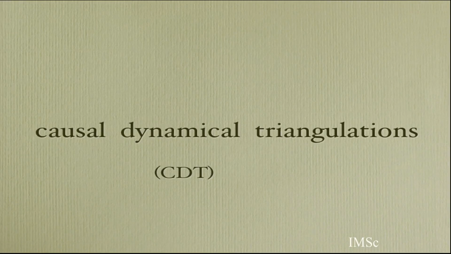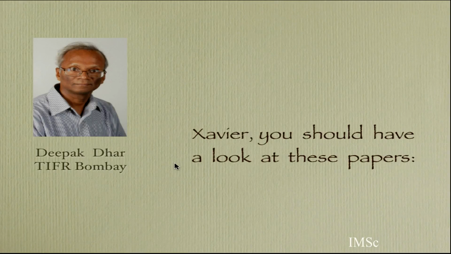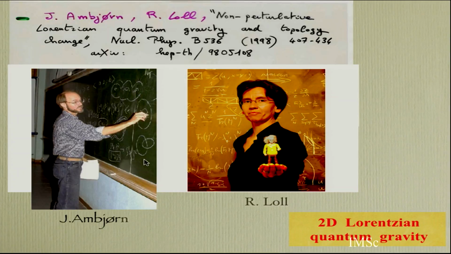So another approach is called CDT, causal dynamical triangulation. This is also discrete; you suppose the space is discrete. And this is what we are going to do today, because it's strongly related with heaps of pieces. I did not know anything about quantum gravity or causal dynamical triangulation, but my friend in Tata Bombay told me, Xavier, you should have a look at this paper, please. So let's have a look at this paper.